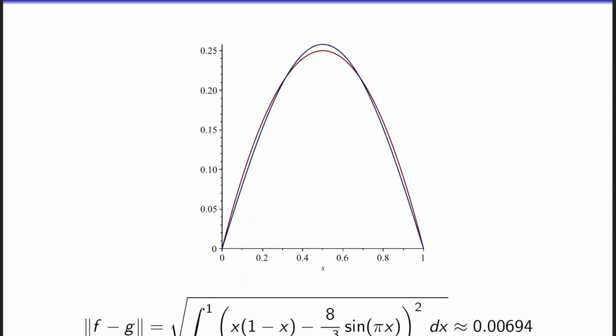Now, this does not mean that the functions are necessarily close at each point in the domain. Here we see a plot of the two functions and note that they are often much farther away from each other than their mean squared distance, 0.00694. The norm simply gives us the distance of the two functions on average over the interval.